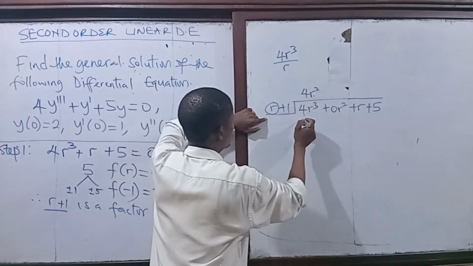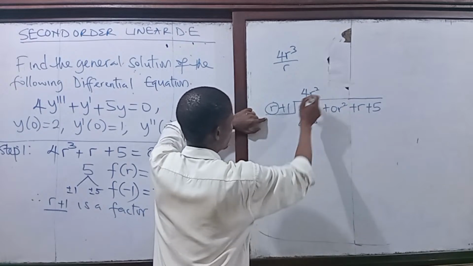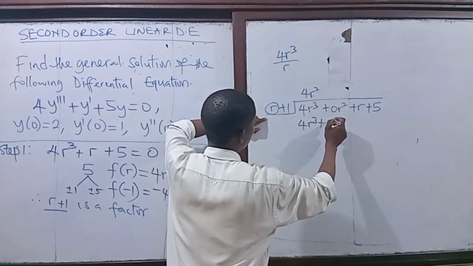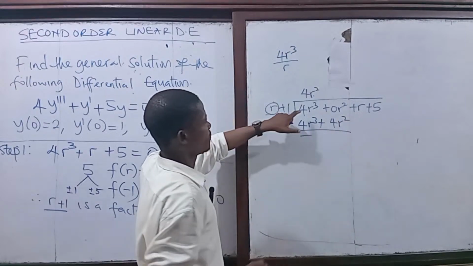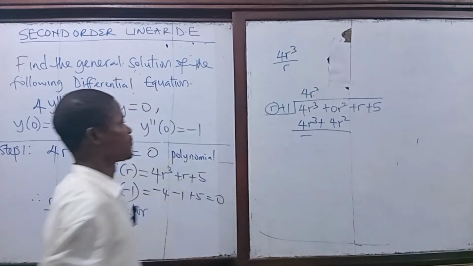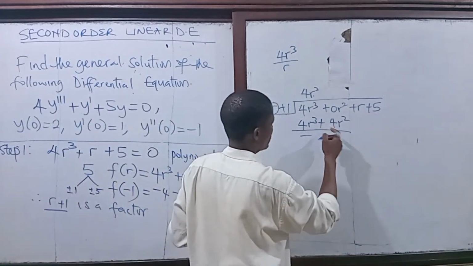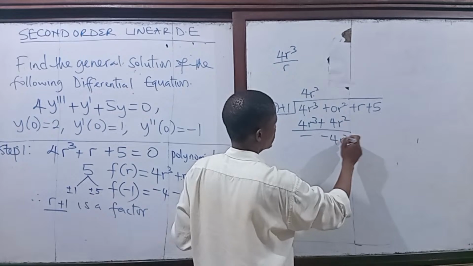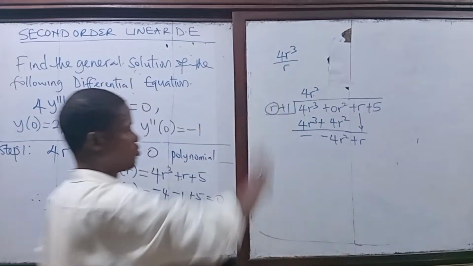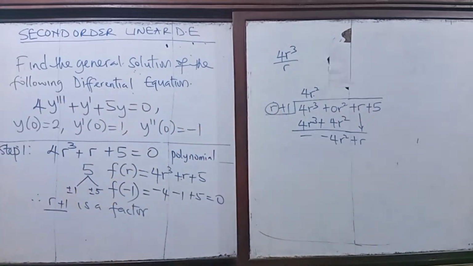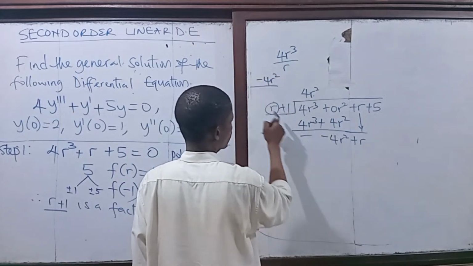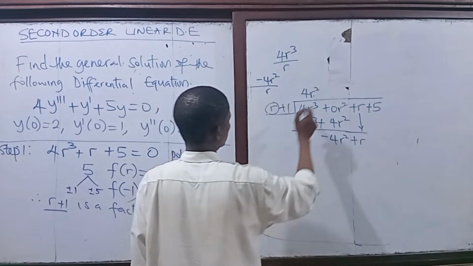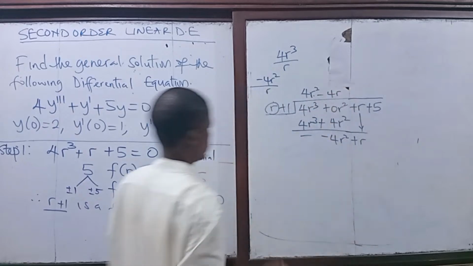Use it to multiply your divisor. 4r squared times r is 4r cubed. 4r squared times 1 is plus 4r squared. Do your subtraction. 4r cubed minus 4r cubed is 0, and we have minus 4r squared. Bring down the next value. Repeat the process: minus 4r squared over r is minus 4r.